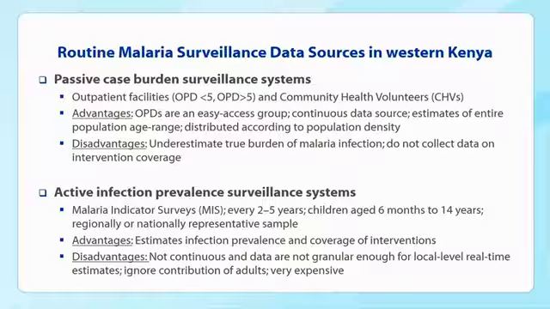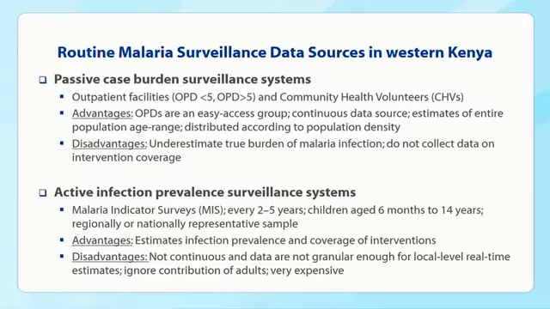Active infection prevalence data are really powerful in that they give you estimates of transmission, right? It is all infections that are contributing to transmission in a certain area. So that's a big advantage of an active surveillance system. And the traditional one for Western Kenya and much of sub-Saharan Africa are these malaria indicator surveys. These happen every 2 to 5 years, and they give you an estimate of the infection prevalence in children aged 6 months to 14 years of age. And they give you that estimate on a regionally or nationally representative level, right? So they're not going down to a more local level.